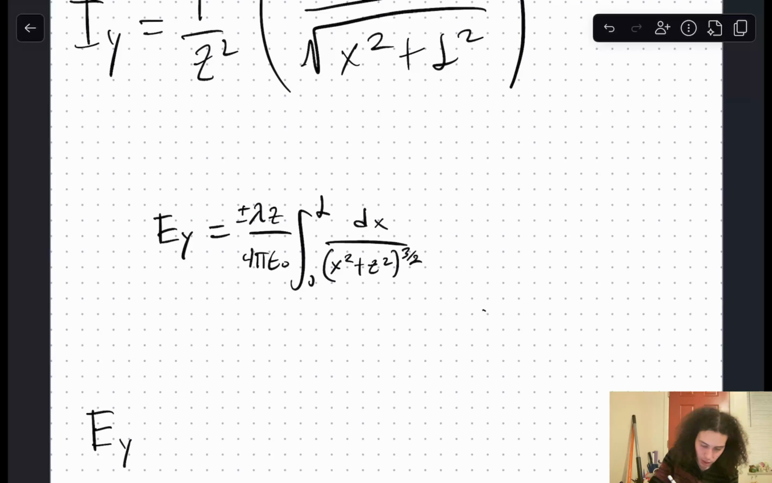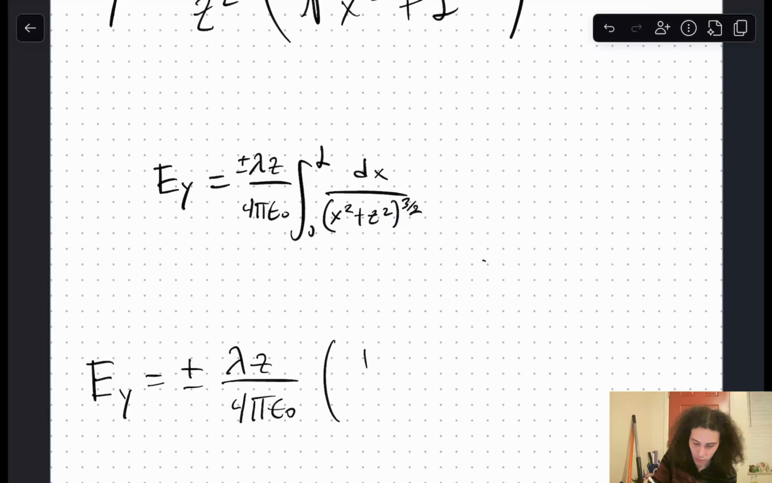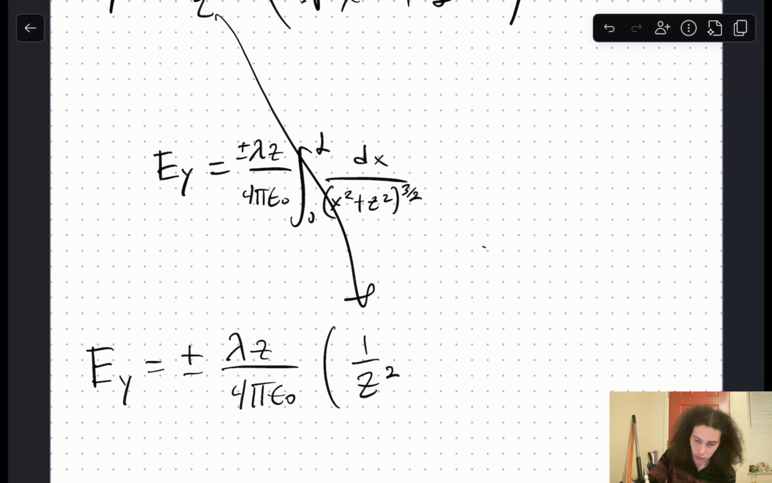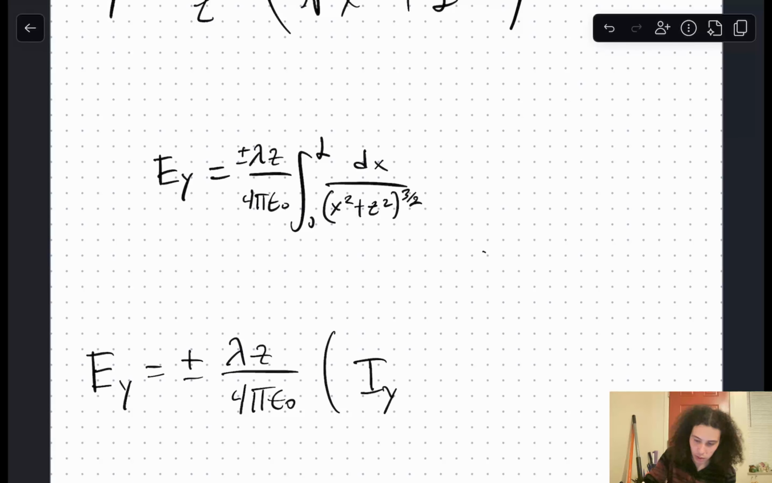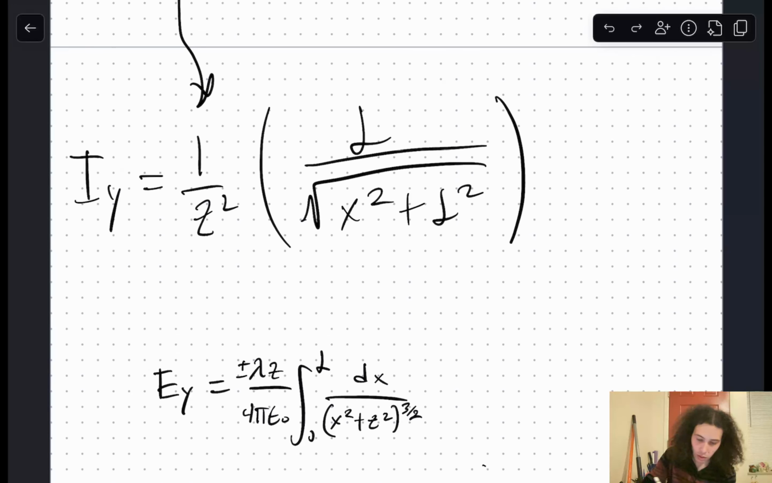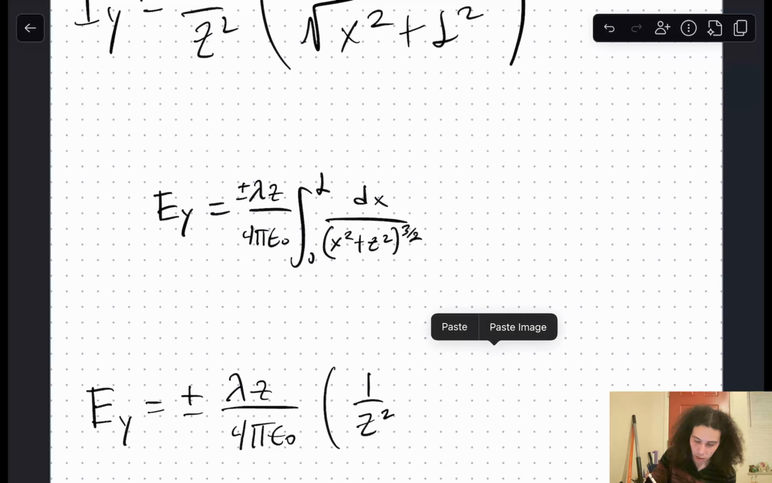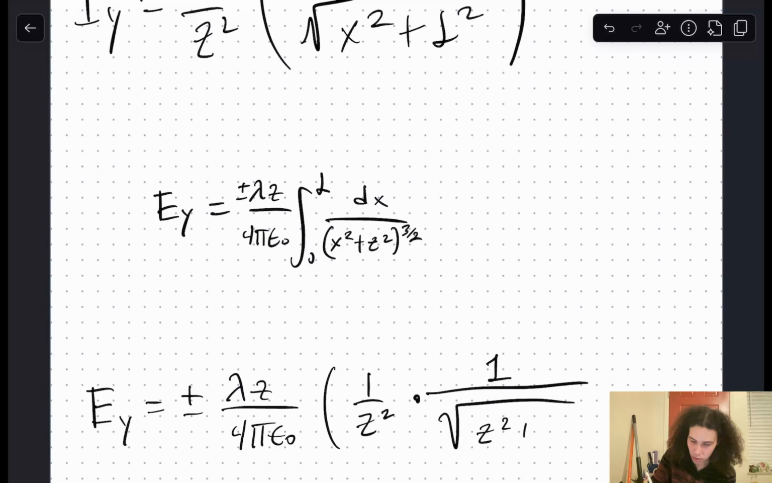So Ey is now equal to plus minus lambda z over 4 pi epsilon naught, times 1 over z squared, because we solved the integral, and that integral was this term here. So now we just have to substitute in all of Iy into here, times 1 over z squared, times L over the square root of z squared plus L squared.